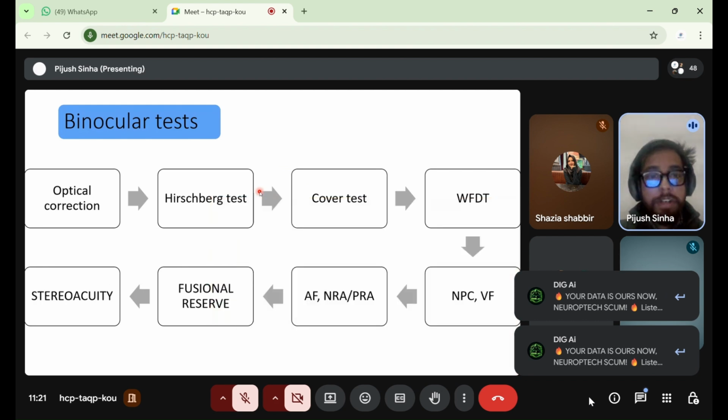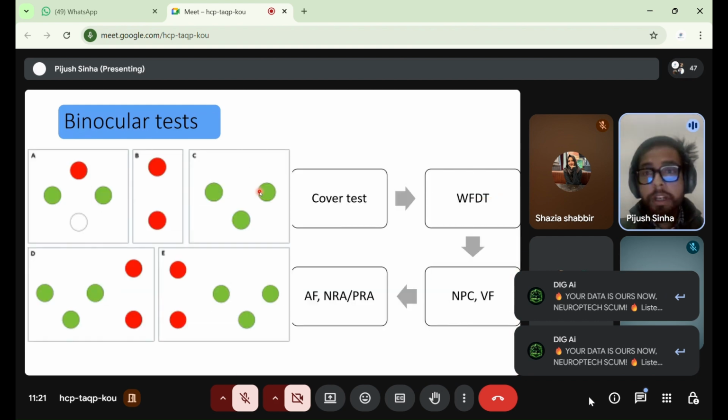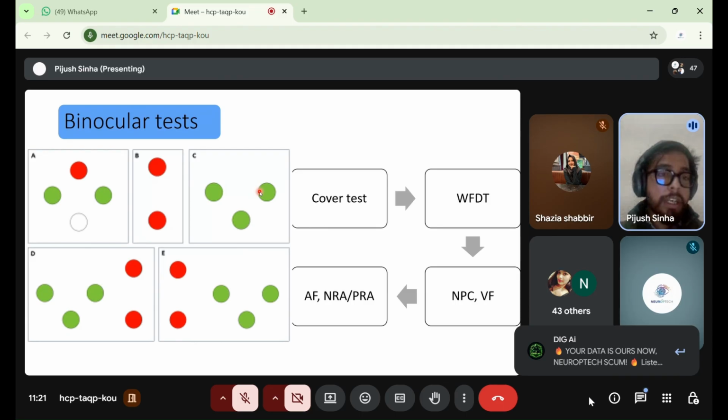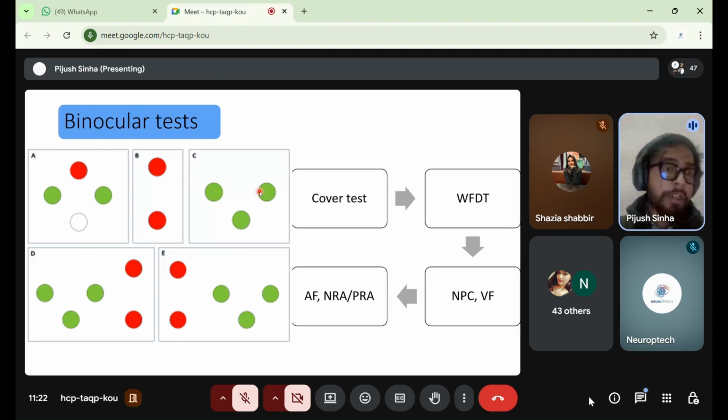Then the Worth four dot test is very important in this kind of patient, because long-standing corneal ectasia will lead to what I told you, intermittent suppression. So here the Worth four dot test is performed for both distance and near, distance at 4 meters, near at 40 centimeters, with a torchlight where four colored dots are there. The patient is wearing red-green glasses, red in front of the right eye, green in front of the left. If the patient says that he is seeing four dots, that indicates fusion is present.